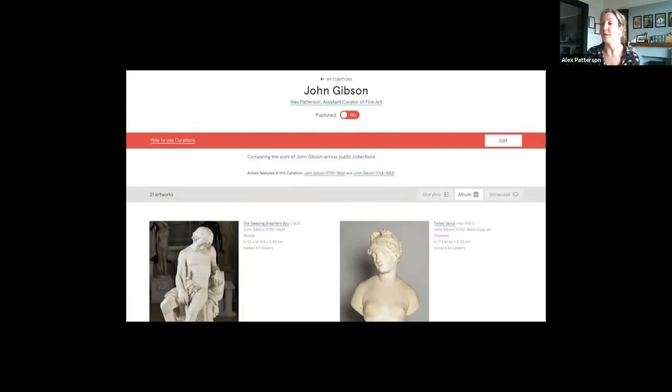This curation device recontextualizes a sculpture in the same way as an exhibition or a permanent redisplay can. But perhaps more importantly, it can do so without the cost and difficulties associated with sculpture movement and display.